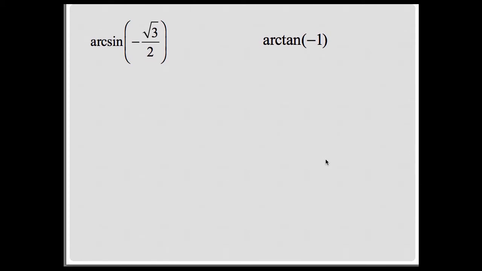All right, let's try a couple more. Arcsine of a negative root 3 over 2. All right, so thinking about what that might look like. Sine is negative down here in third and fourth quadrants. But remember, since it has to be a function, we have to consider that restricted range. So that goes from negative pi over 2 up to positive pi over 2. So the only answer we're going to have is down there in the fourth quadrant.